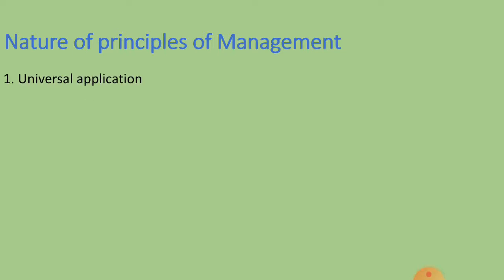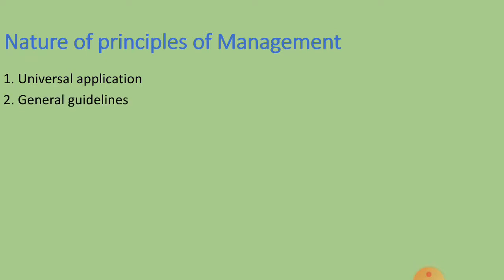Number 1, universal application. The principles of management are universal in nature. That means they can be applied to all types of organizations irrespective of their size and nature. They are applicable to all types of business organization, whether they are educational institutions, charitable institutions, sports club, commercial organization, agriculture sector, etc. Their results may vary and applications may be modified, but these are suitable for all kinds of organizations. Similarly, they are applicable to all levels of management.